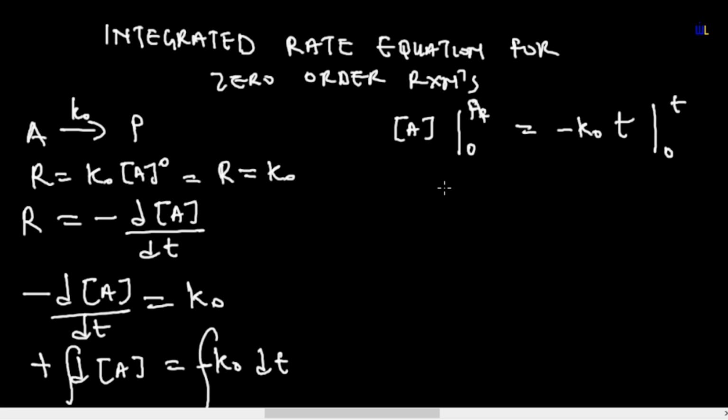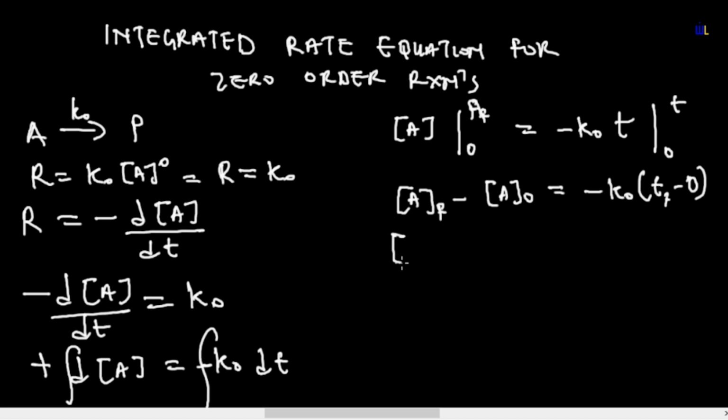So if we are to express this mathematically, we are going to have the concentration of A final minus the concentration of A initial equals minus k0 bracket t final minus t initial. The initial time is 0, so we're going to put 0 here. This is now going to lead us to the formula: A final minus concentration of A initial would now equal minus k0 multiplied by t.